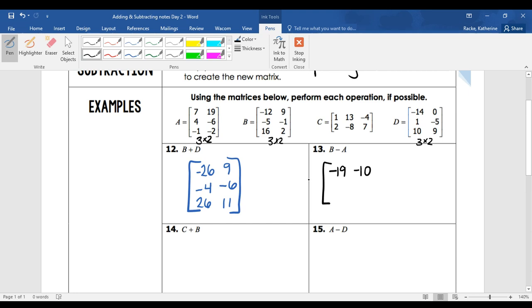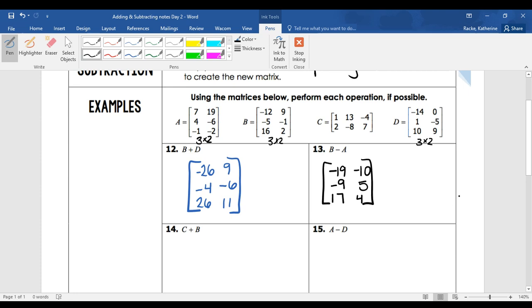Negative 5 minus 4 gives us negative 9. Negative 1 minus a negative 6. So negative 1 plus 6 is going to give me 5. 16 minus a negative 1. So 16 plus 1 gives me 17. And 2 minus a negative 2 gives me 2 plus 2, which is 4.